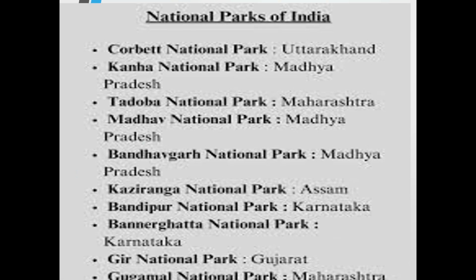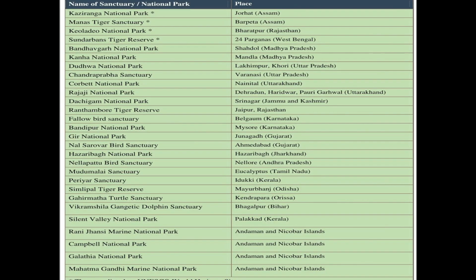So here you can see some of the national parks and the state in which each is located. Corbett National Park is in Uttarakhand. Kanha National Park is in Madhya Pradesh. Tadoba National Park is in Maharashtra. Madhav National Park is in Madhya Pradesh. Bandhavgarh National Park is in Madhya Pradesh. Kaziranga is in Assam. Bandipur National Park is in Karnataka. Bannerghatta National Park is in Karnataka. Gir National Park is in Gujarat. And Gugamal National Park is in Maharashtra. Here is a list of the national parks and the place where each is located. Please go through it.